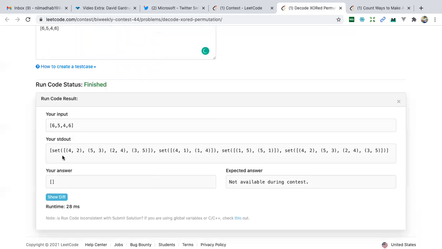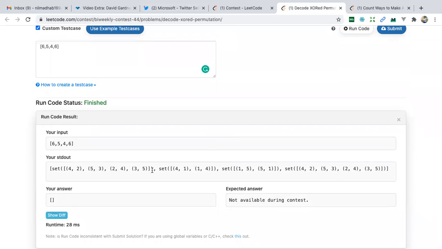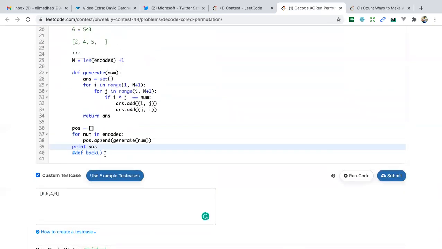So we have 4 2 5 3 2 4 3 5. If you try 4 2, we cannot go ahead because there is no 2. Now let's try 5 3. There is no 3 here, so it's not possible. Now 2 4, there is 4 1, and there is 1 5, and there is 5 3. So it can work. So we'll take this possibility.